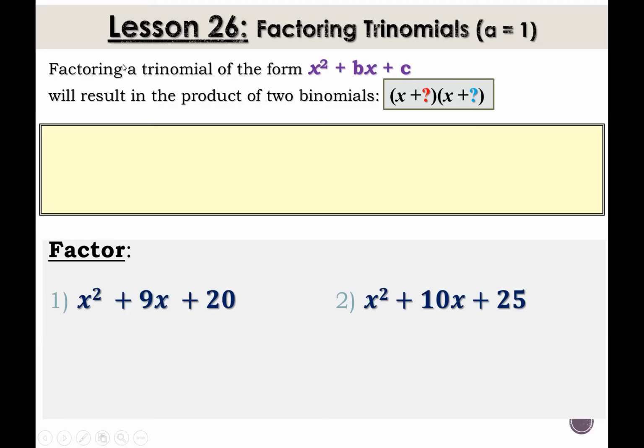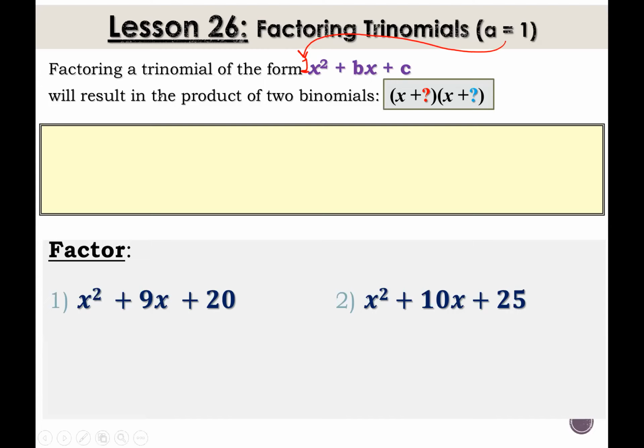So we're going to be factoring a trinomial of the form, I almost said it, x squared plus bx plus c. Okay, the a is really there. The a is just 1. Okay, so we're not seeing it, right? So notice number 1 and number 2 down here, they both just start with x squared. So we're focusing on that kind.